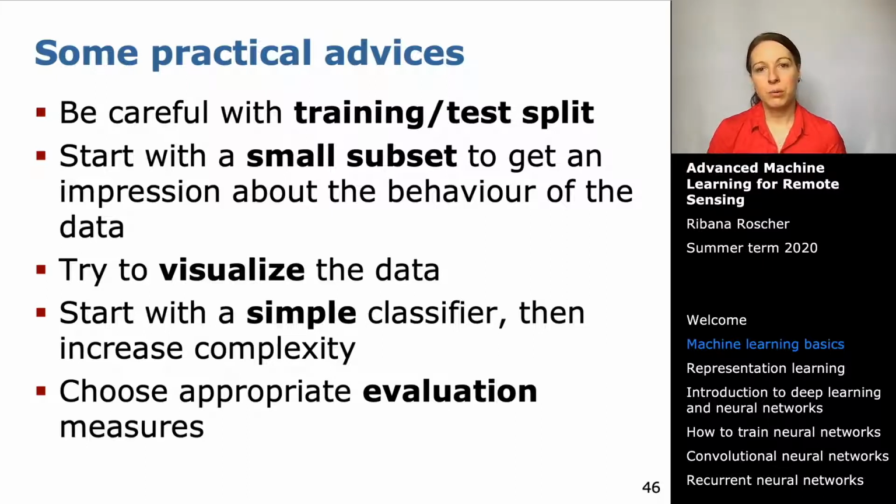And very important, choose appropriate evaluation measures. There are different ones in different communities, and the evaluation measures should fit to what you want to show. For example, it's not a good idea to use an overall accuracy measure when you have classes of different sizes. Here it's necessary to also use the average accuracy. We will talk about this in more detail during the next lectures.